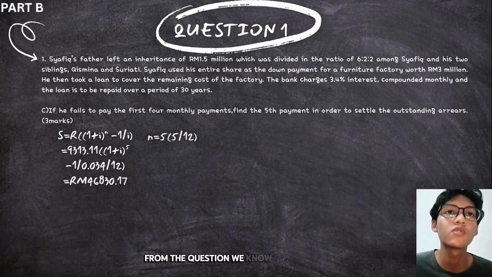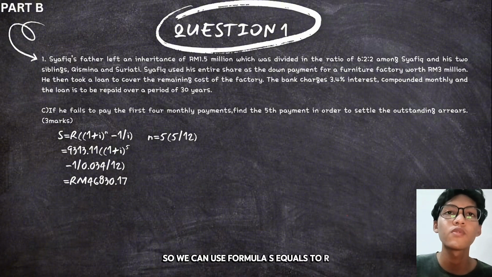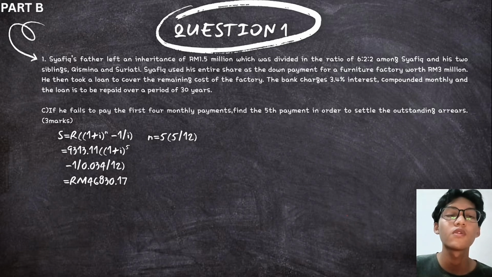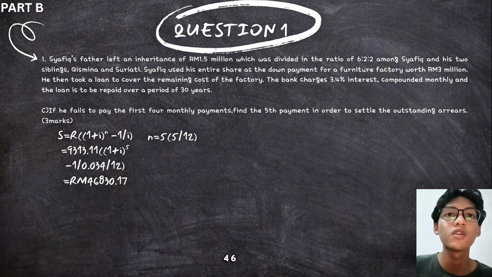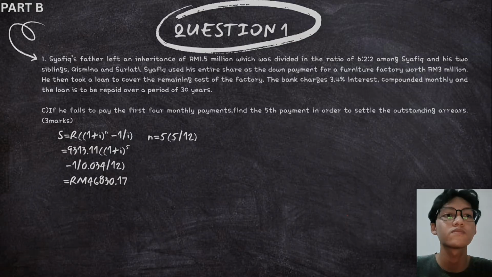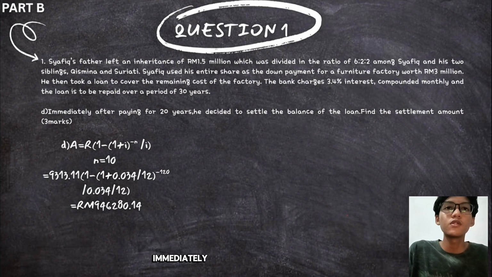From the question we know N equals 5. So we can use the formula S equals R, open bracket (1 plus i) to the power n minus 1, over i, close bracket. Fill up the formula and we get the answer is 46,830.70. For question B, immediately after paying for 20 years, he decided to settle the balance of the loan.